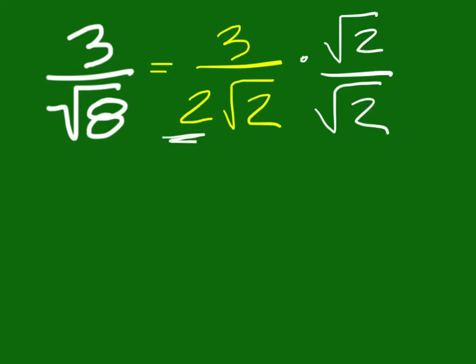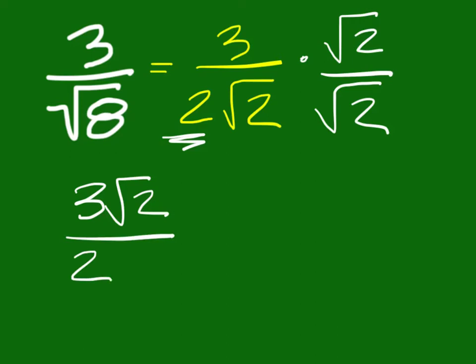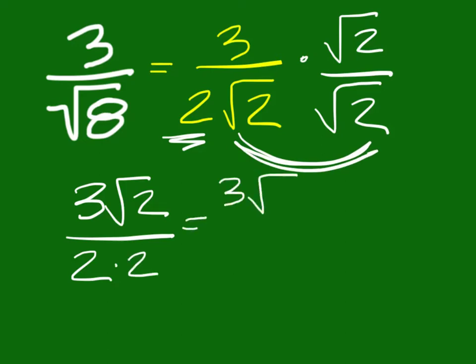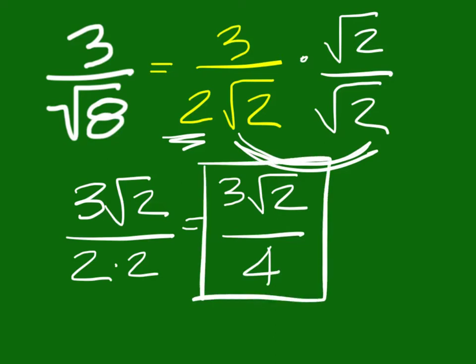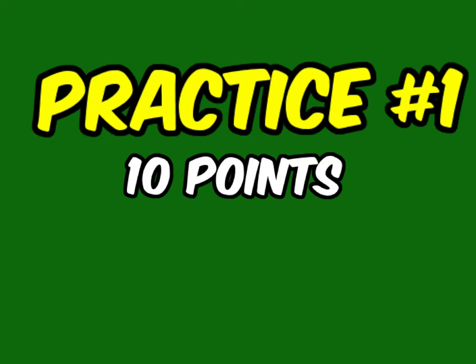You do not have to include this 2 in the multiplication on top and bottom. On the top, you get 3 square root of 2, and on the bottom, the original 2 out on the left, and then square root of 2 times itself is simply 2. That simplifies down to 4 on the bottom. Nothing else can be simplified, so the answer is 3 square root of 2 over 4. Try this one and bring it up.